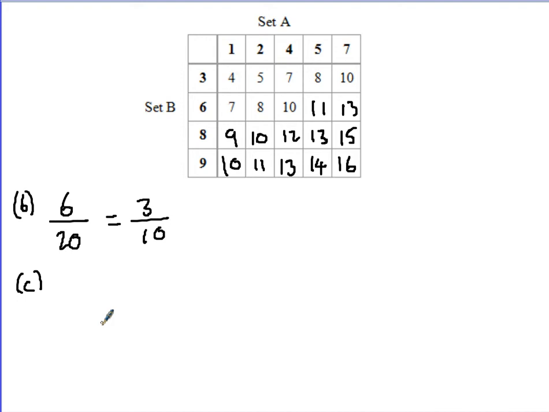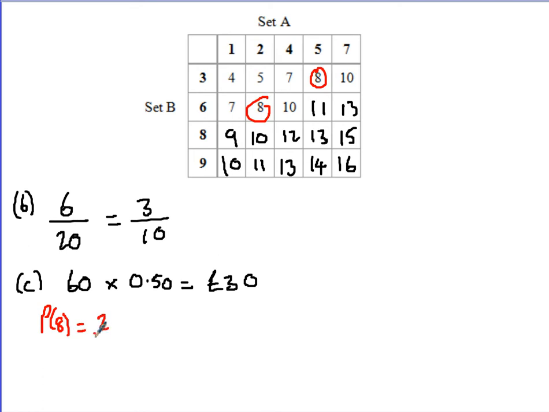So what we've got is, first of all, the total cash. Well, 60 lots of 50p, and that gives you £30. Now out of the 60 times, how many times do we expect 8 to come up? Well, 8 is here and here, so it's 1 twice, so the probability of getting an 8 is 2 out of 20. Now if we want to get it out of 60, I just times top and bottom by 3, so I get 6 out of 60.